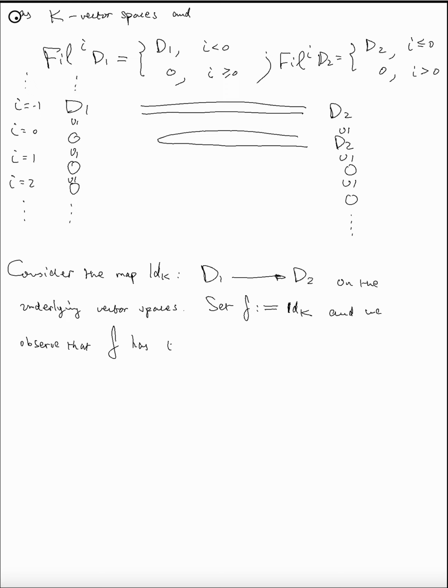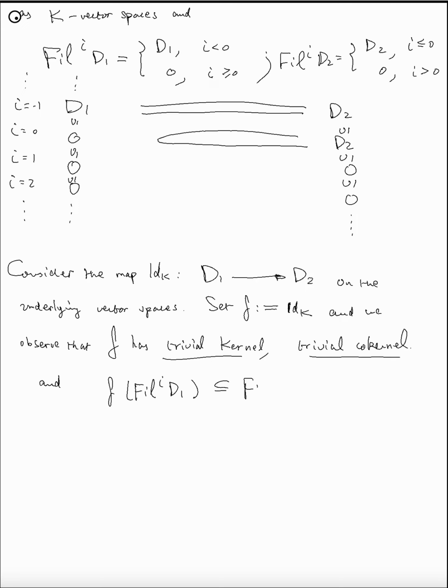f has trivial kernel, trivial cokernel. Because both are just 0 with 0 filtration, right? It's just totally trivial. And this is compatible with filtration because f of Fil D1 is always contained in Fil D2, as you could also read from the picture here, because it's just the identity map.